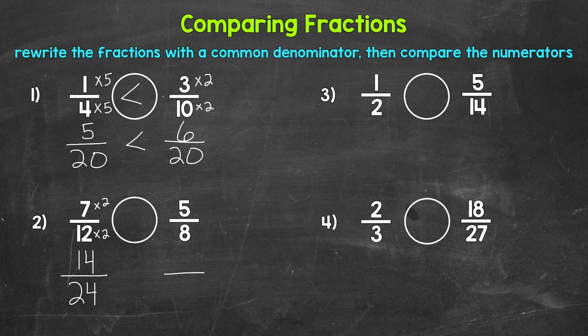14/24. Now for 5/8. So how do we get 8 to equal 24? Well, 8 times 3 gives us 24. So we need to do that to the numerator as well. 5 times 3 gives us 15. So we get 15/24. Now 15/24 is greater than 14/24. So going back up to our original fractions, that means 5/8 is greater. So reading this from left to right, 7/12 is less than 5/8.